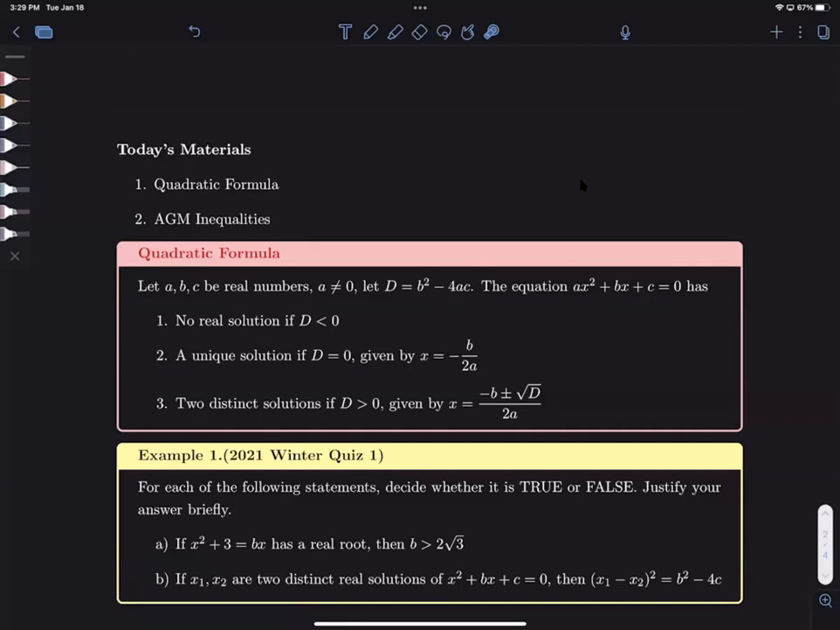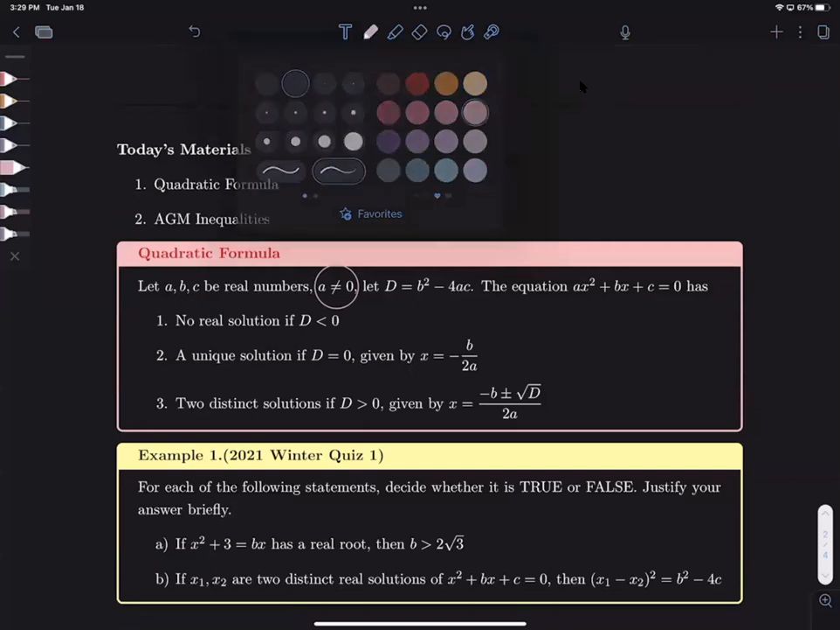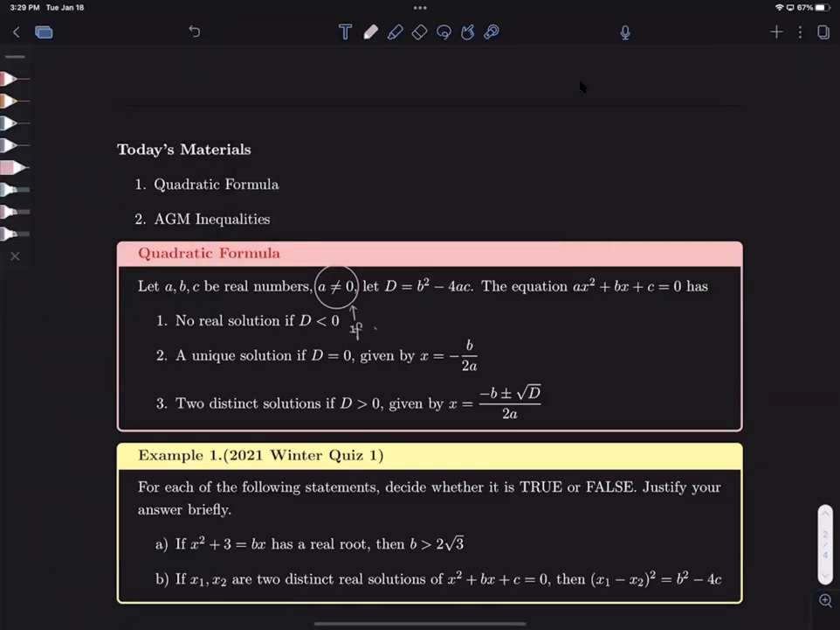Let's read what's written in the red box. And I want to emphasize something. So quadratic formula, let A, B, C be real numbers. A is not 0. This is quite important. Can someone tell me why is it important? What's going to happen if my A equals 0? We get a linear, exactly, we have a linear function. We have a linear equation.